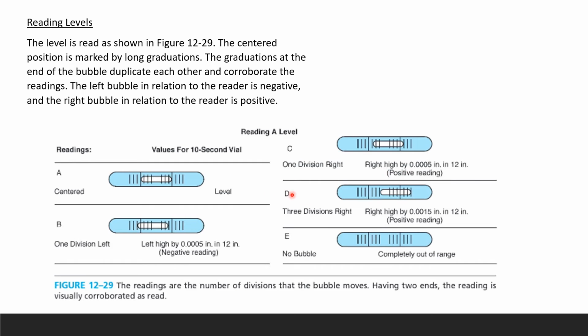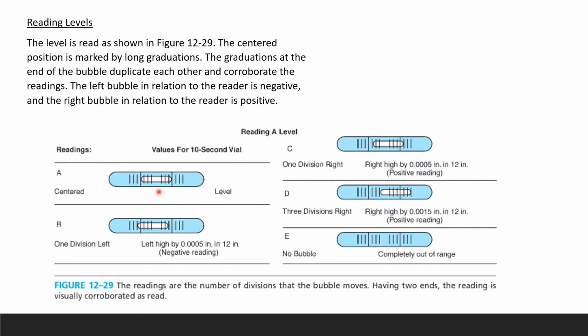Reading the level, you can see right here in this picture that the centered position is marked by long graduations. Here you can see these are all short, and right here there are two long graduations. If you look at it carefully, that's the center position. The graduations at the end of the bubble duplicate each other on both sides and corroborate the reading. The left bubble in relation to the reader is negative, and the right bubble in relation to the reader is positive.